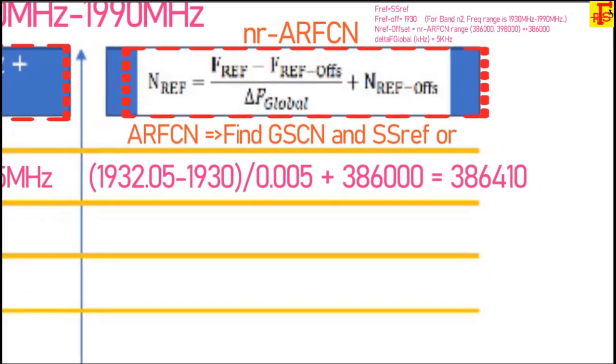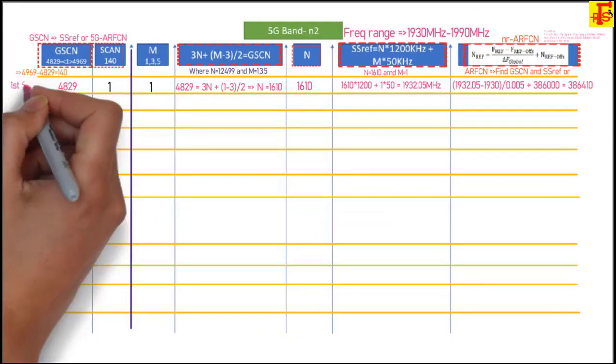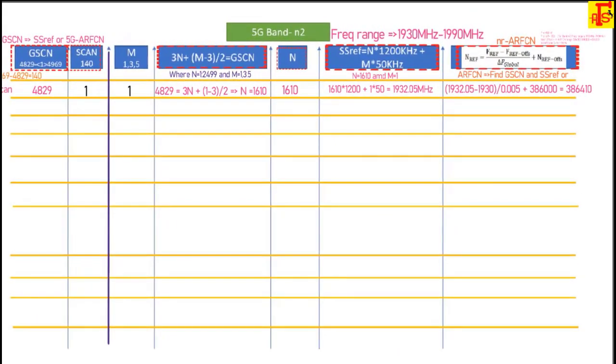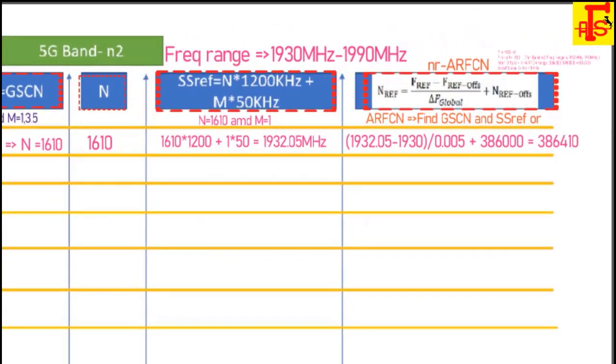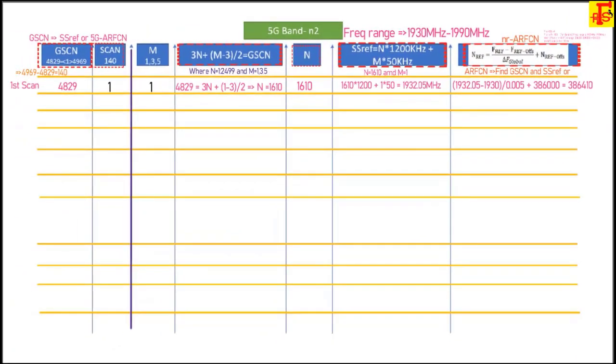So this is the first scan. In first scan got ARFCN value is 386,410 and frequency is 1932.05 megahertz. But in the first scan SSB is not observed, right? So that it will go for the second scan.